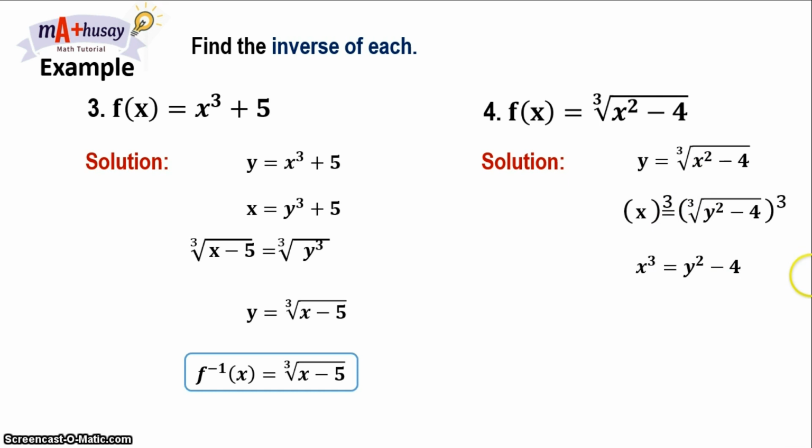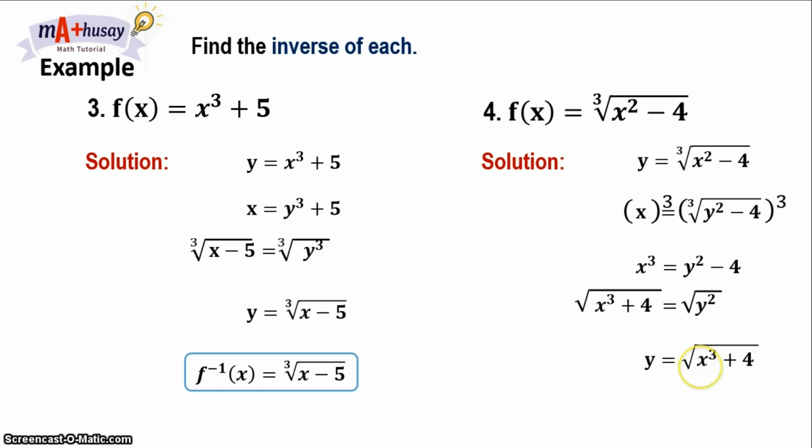So, since we're solving for y in terms of x, ang gagawin natin, mag-add tayo ng positive 4 sa both sides of the equation. Kaya, ang nangyari, we have x cubed plus 4 equals y squared. So, since ang gusto lang nating hanapin is yung value ng y, getting the square root of both sides of the equation, we have y is equal to the square root of x cubed plus 4.